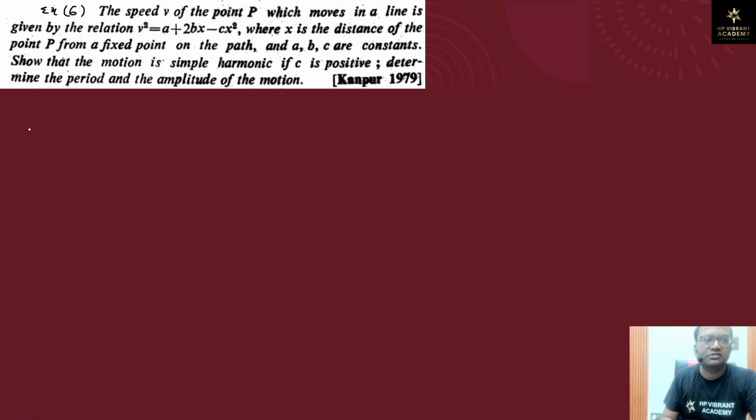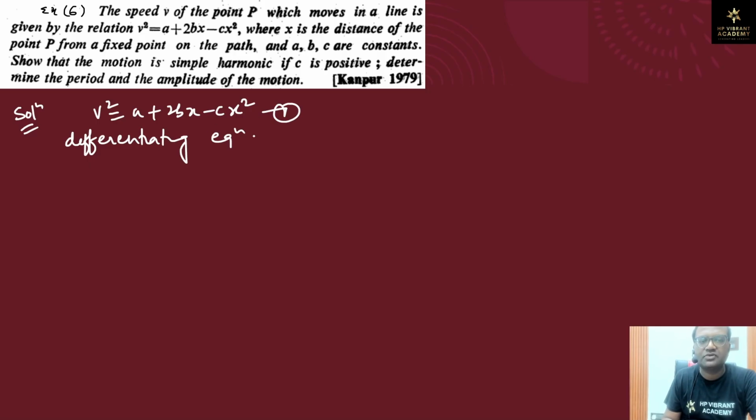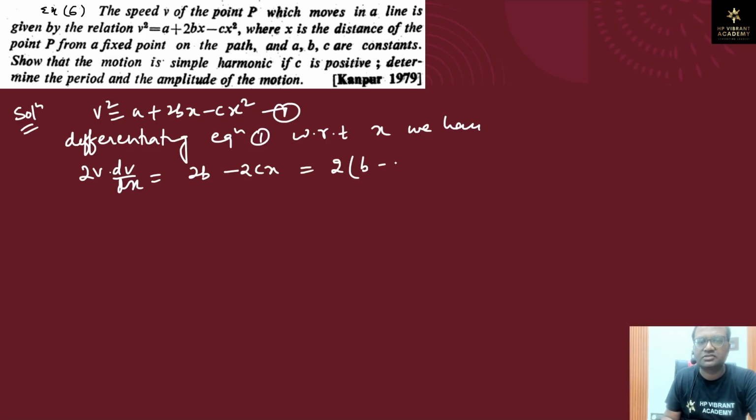How can we solve this? We have v square is equal to a plus 2bx minus cx square. Let us name this equation 1 and differentiate it with respect to x. Differentiating equation 1 with respect to x, we have 2v dv upon dx is equal to 2b minus 2cx, which is 2 of b minus cx. So v dv upon dx is equal to b minus cx, which is minus c into x minus b upon c.